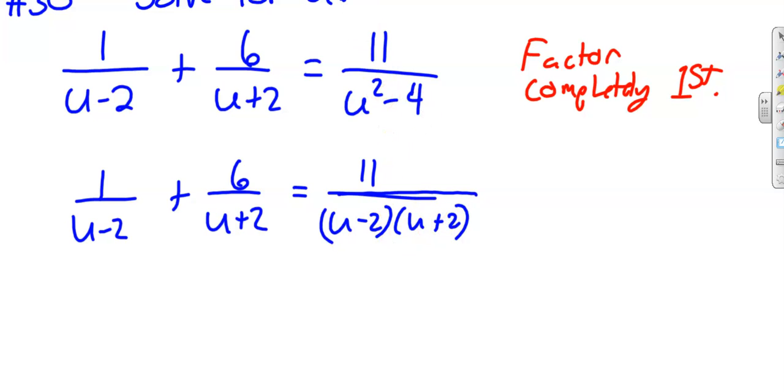Then tell me what the least common denominator is, which in this case is you got a u minus 2 and a u plus 2, so it's got to be u minus 2 and then u plus 2.